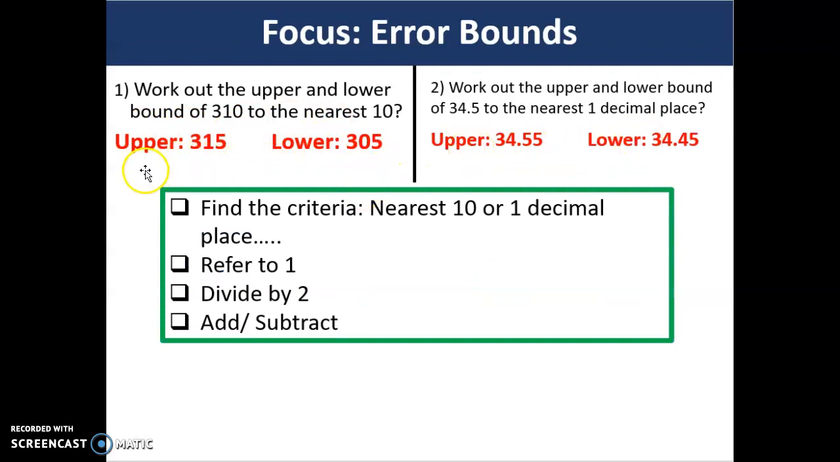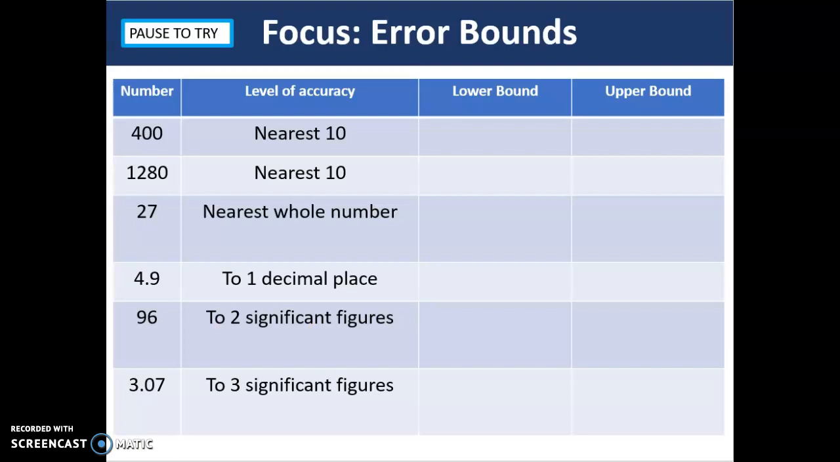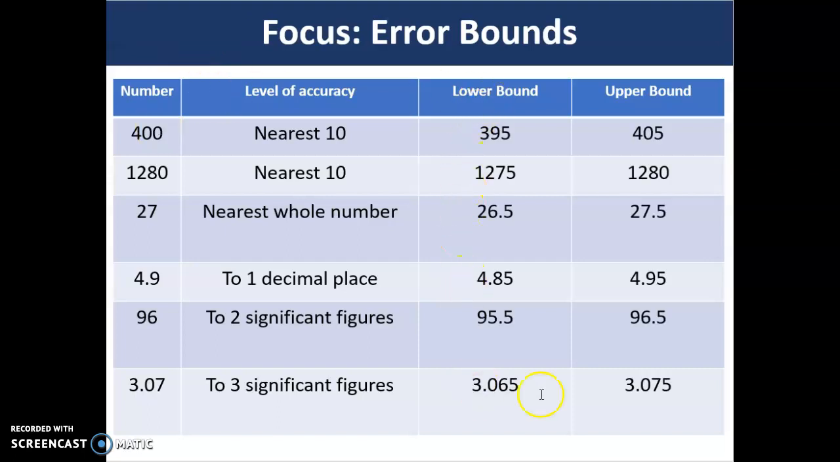The way I see it is, here's my steps. The very first thing you do is find the criteria. It's either nearest 10 or 1 decimal place or whatever they ask you. You refer to 1, or my rule of 1. We take that, we divide by 2, so we get the spread of upper and lower, and we add or we subtract, depending on which one we're being asked. Again, pause to try this. I want to make sure that you understand this. Okay, here are the answers. Particularly pay attention to these ones right here, significant figures.